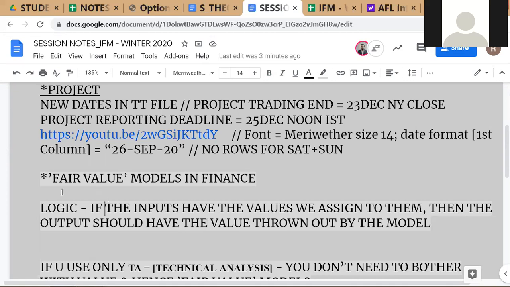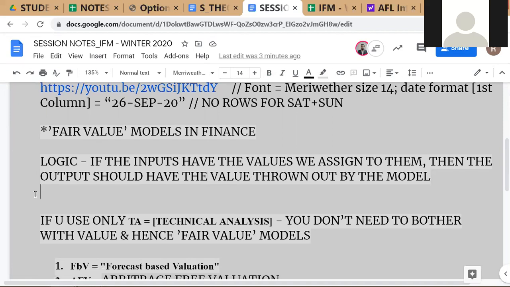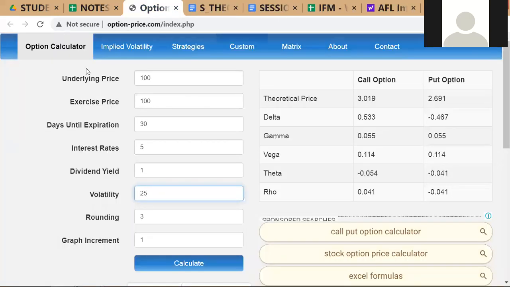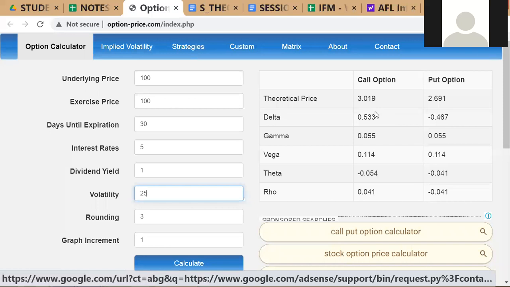What is the fair value model trying to do? The reason I'm putting out this kind of very basic statement here is that we need to understand that an option valuation model is also a fair value model. So how is the trader using this option fair value model? What is he doing? He is saying, okay, fine. I see that the market price is $5 for the call option with these parameters.